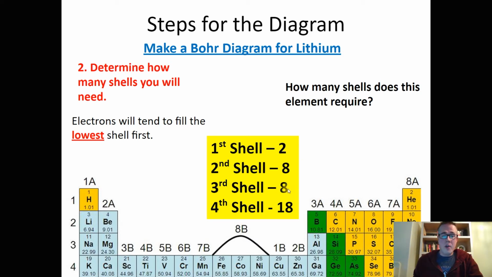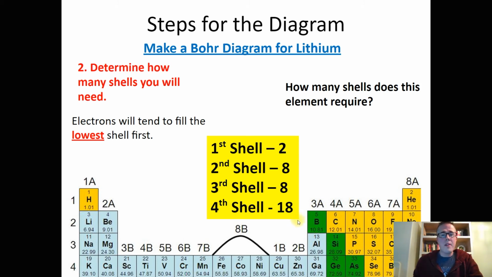The one after that can also hold 8. And then the fourth ring can hold 18. It gets a little bit goofy after that because, like I told you before, it turns out that Bohr wasn't quite right with his atoms drawing. But up until about the 3rd and 4th shell, it's mostly accurate. So 2, 8, 8, 18 are the amount of spaces that each shell can hold.